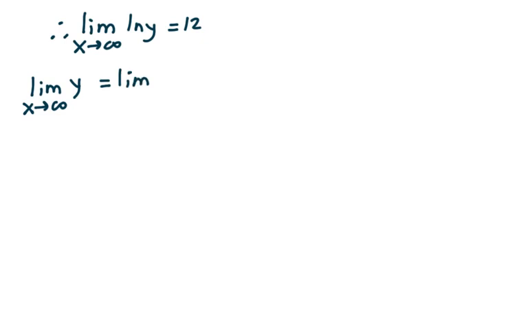What this means is the limit as x goes to infinity of natural log of y is 12. But I don't want that. I want the limit as x goes to infinity of y. But that's the limit as x goes to infinity of e to the natural log of y. Remember that the exponential and the natural log, e to the x and natural log of x, are inverses. But that's e to the 12th.